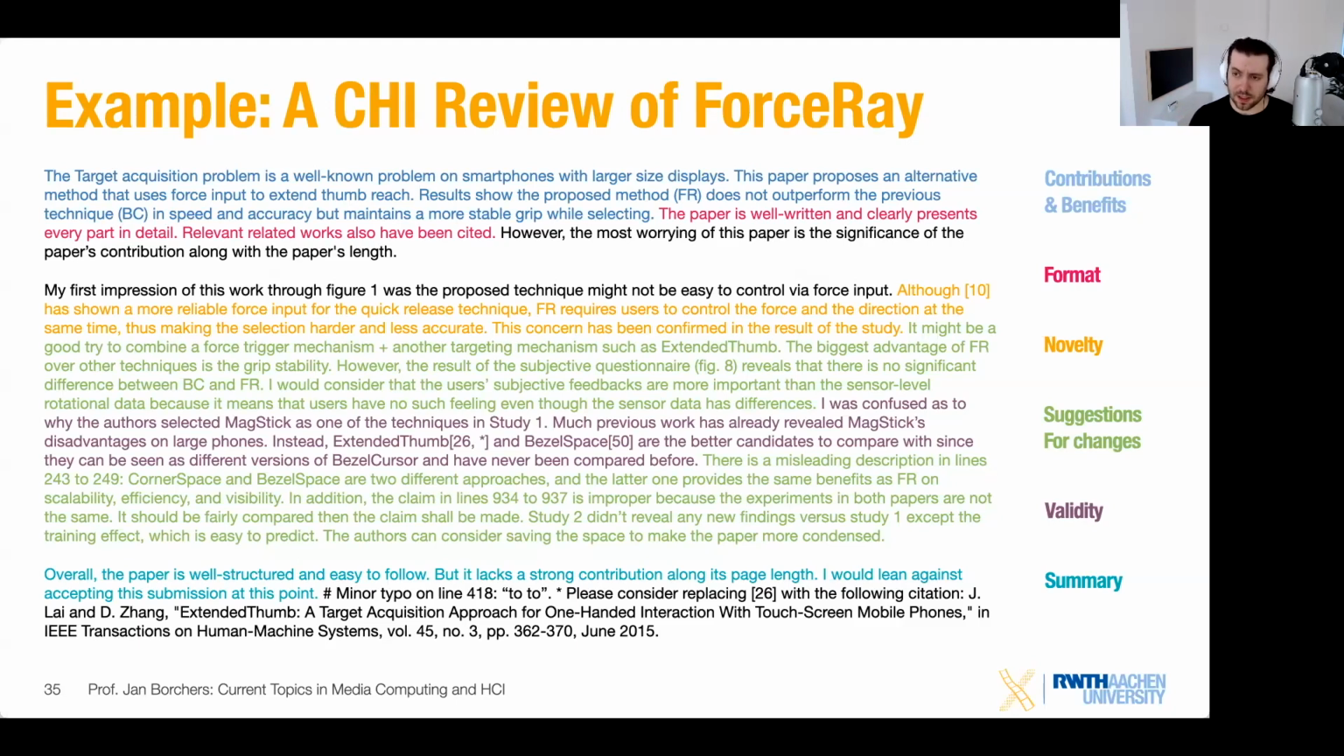And then again, for the validity: is the study actually proven to be good? They are saying, and that's the purple part here, I was confused as to why they also selected MaxStick as one of the techniques in study 1. Much previous work has already revealed MaxStick's disadvantages on large phones. Instead, extended thumb and bezel space are the better candidates to compare with, since they can be seen as different versions of bezel cursors and have never been compared before. So just a question to you: is this addressing the internal or the external validity of the study?